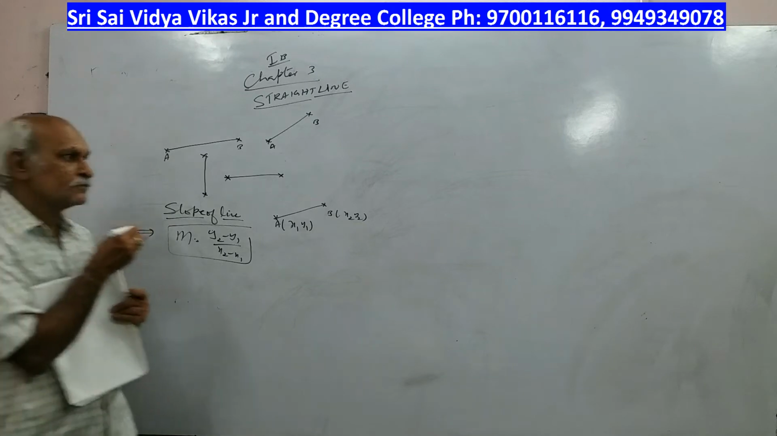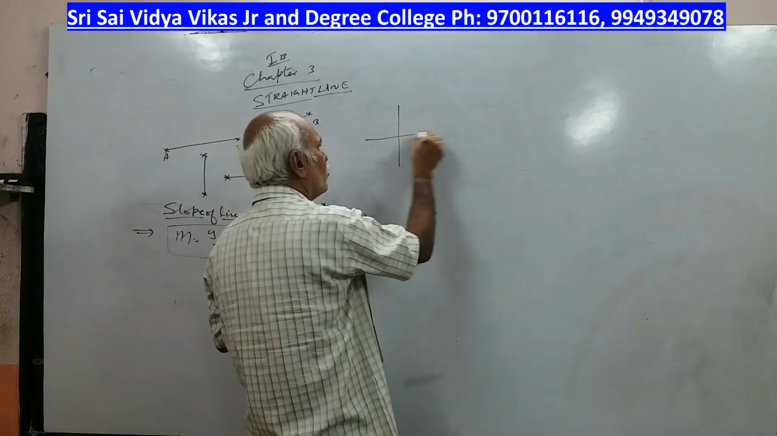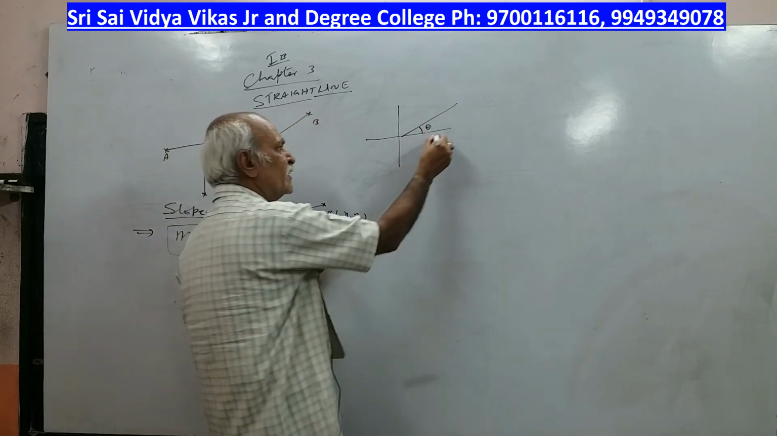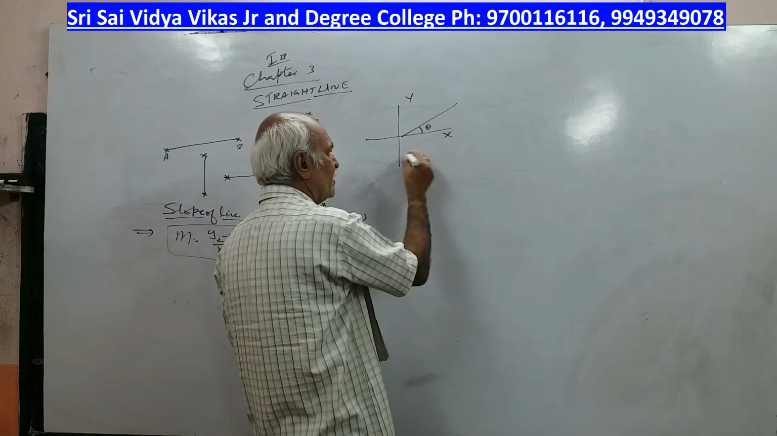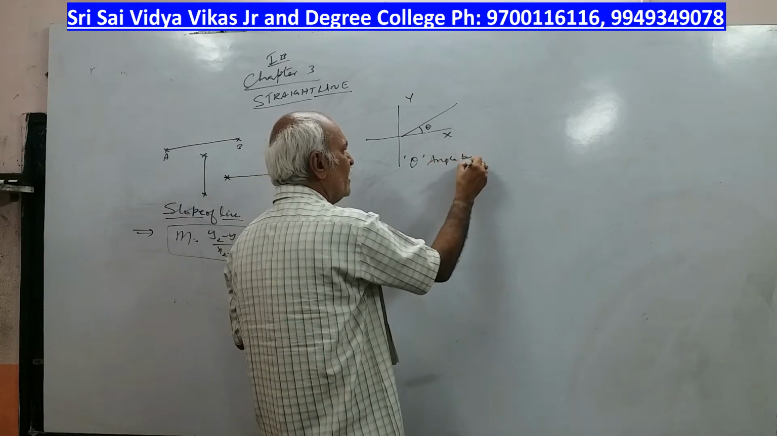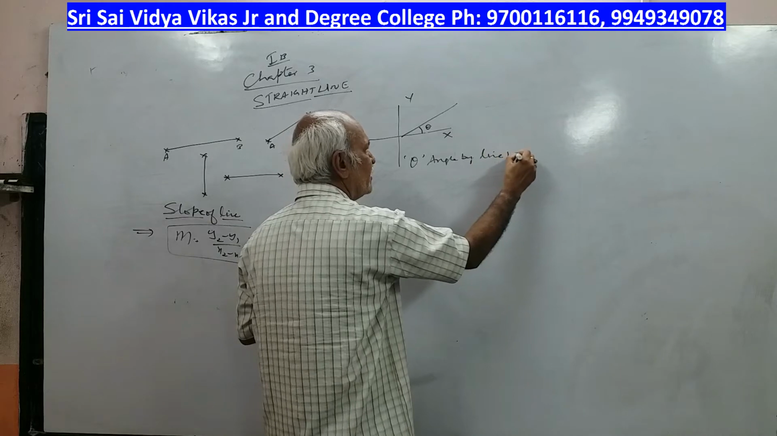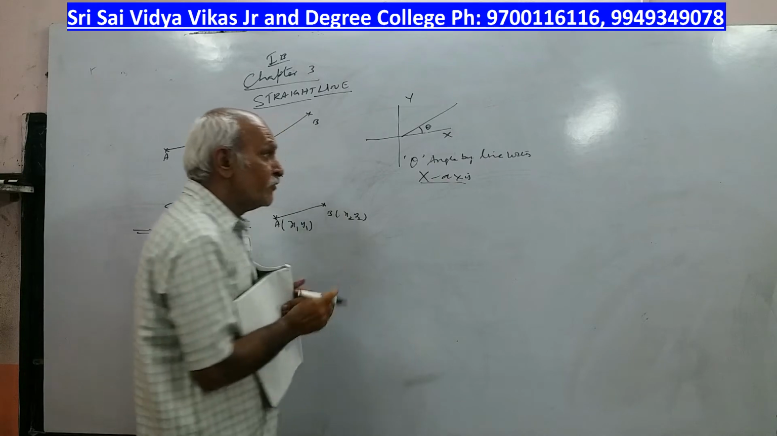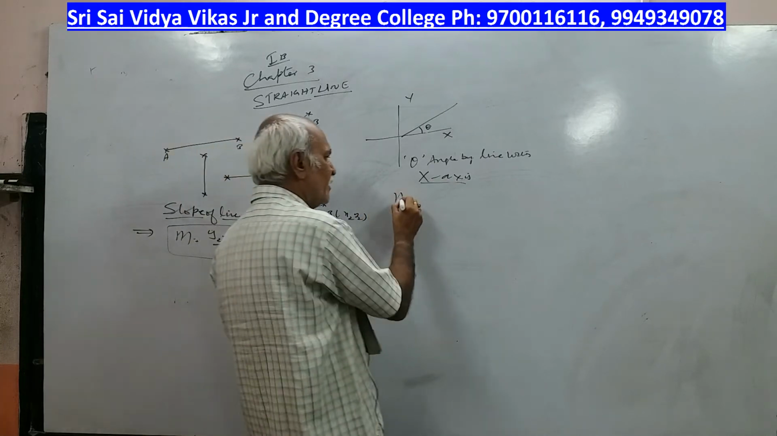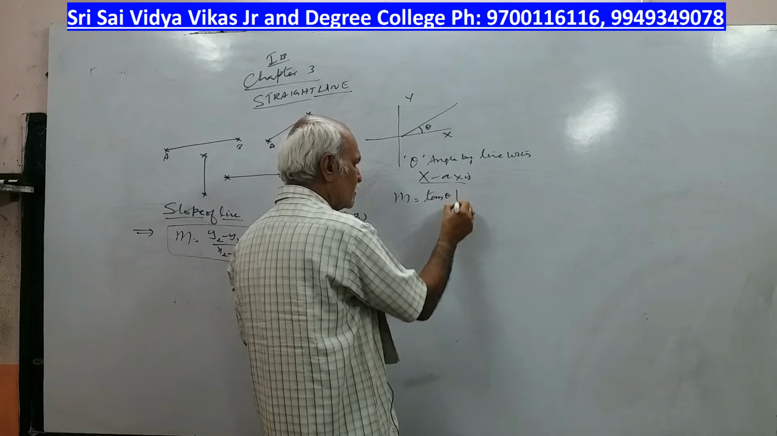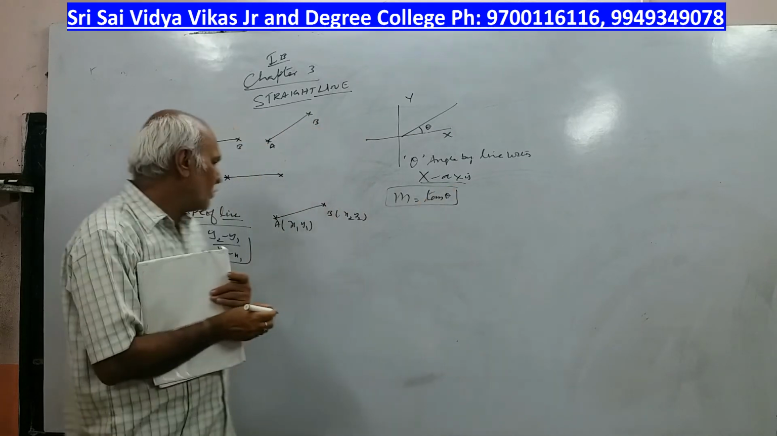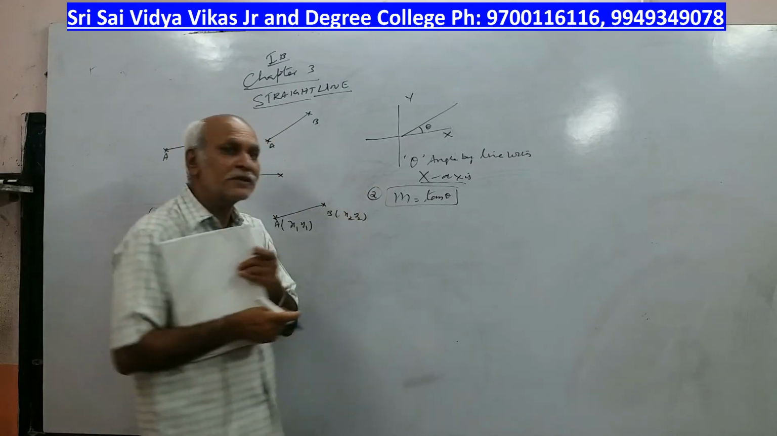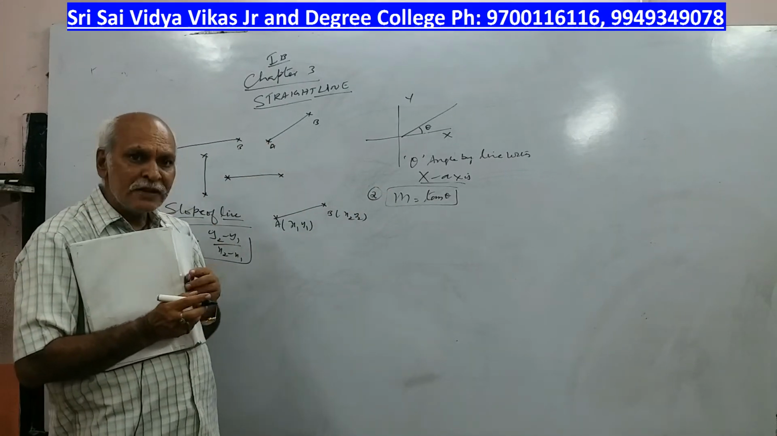Now generally if you take a coordinate axis, this is a line which makes angle theta with the x axis. Theta is the angle made by the line with the x axis. Very, very important, sir, it is not with the y axis, but with the x axis. It is given by m is equal to tan theta. This is the second formula.